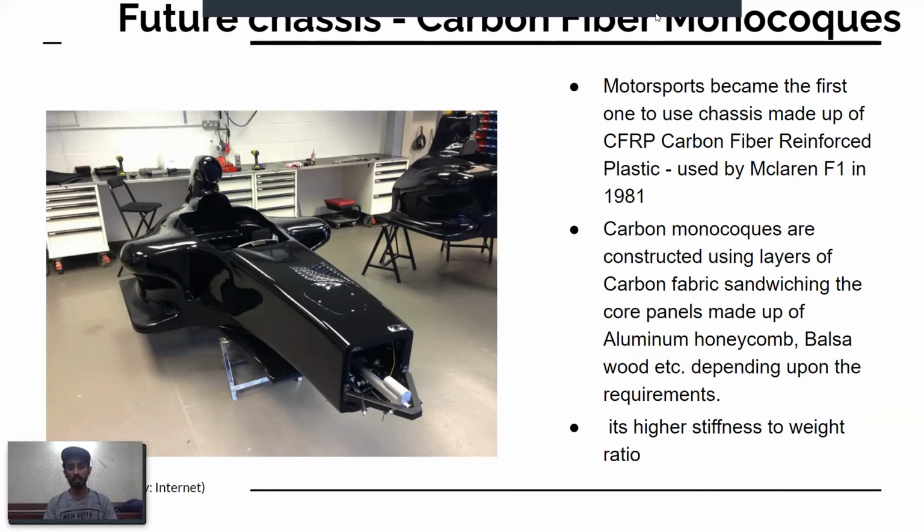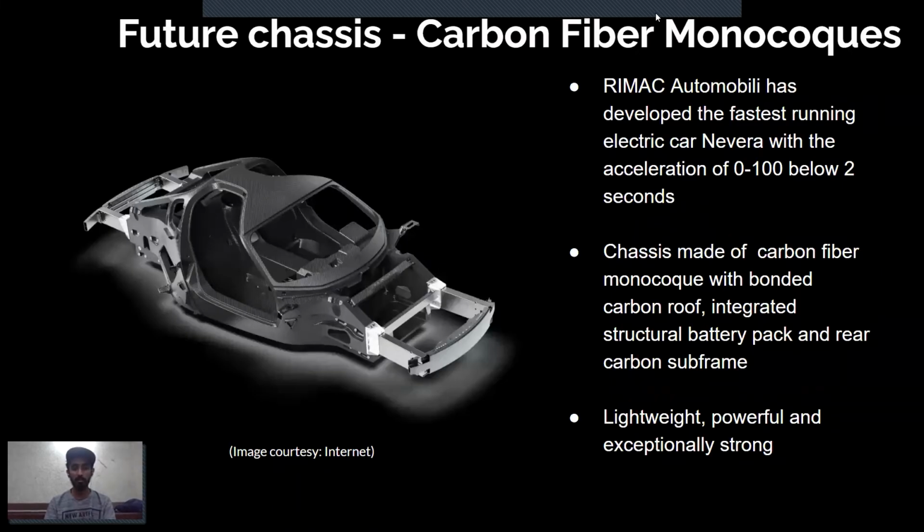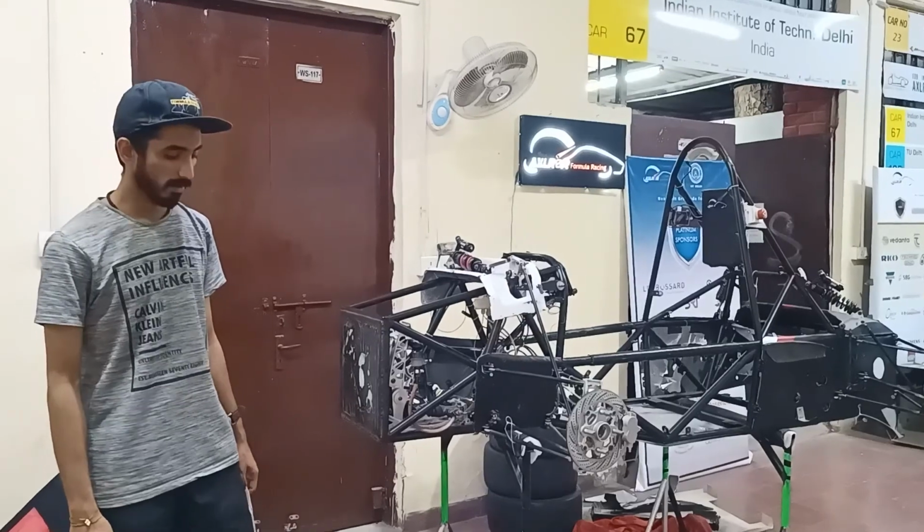The major benefit of the monocoque is its higher stiffness to weight ratio as compared to other types of chassis. Recently, a company named Rimac Automobili has developed the fastest electric car, the Nevera, with an acceleration of 0 to 100 in just below 2 seconds. Beneath its skin lies a carbon fiber monocoque with a bonded carbon roof, integrated structural battery pack, and rear carbon subframe. Nevera's structural core is lightweight, powerful, and extremely strong. Major automotive giants are shifting to CFRP monocoque chassis nowadays.